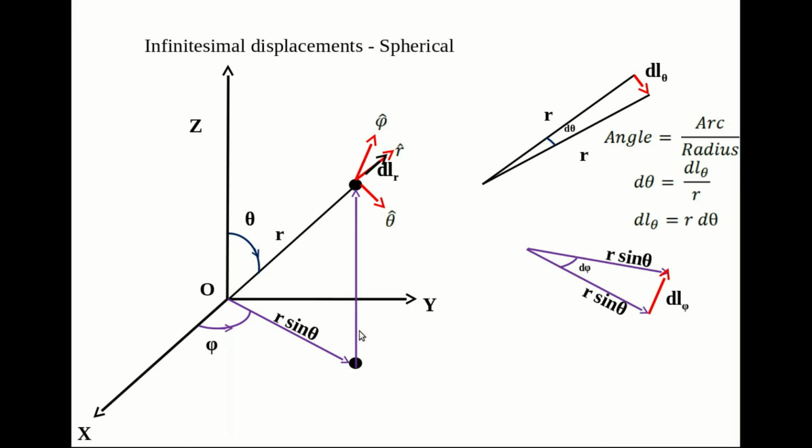Using the same equation, angle equal to arc by radius, d phi is equal to dl phi by r sin theta, or dl phi is equal to r sin theta d phi, which is the infinitesimal displacement in the direction of phi. So we got the three infinitesimal displacements dlr, dl theta and dl phi, which are equal to dr, r d theta and r sin theta d phi.